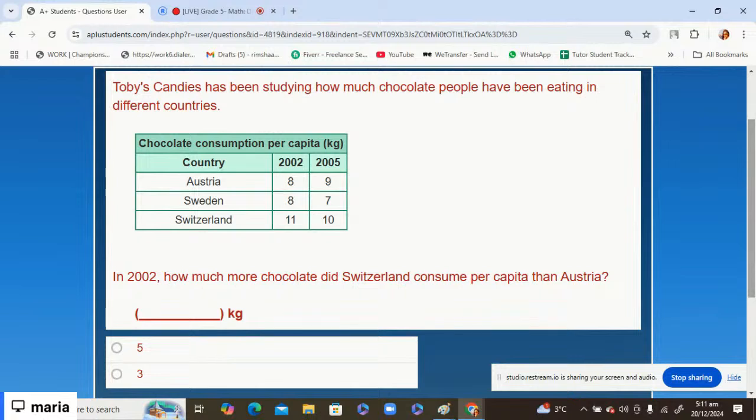So Austria is 8, Switzerland is 11. So how much more chocolate did Switzerland consume? It means 11 minus 8. So when you subtract, what's the answer? Everyone tell me in the chat. What is the answer? You get it? 11 minus 8. That is 3.